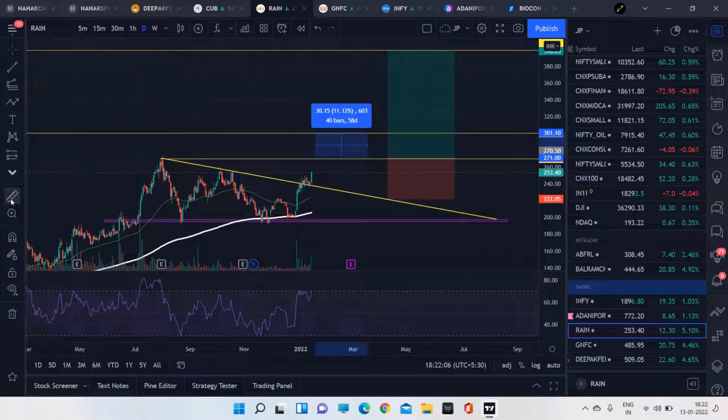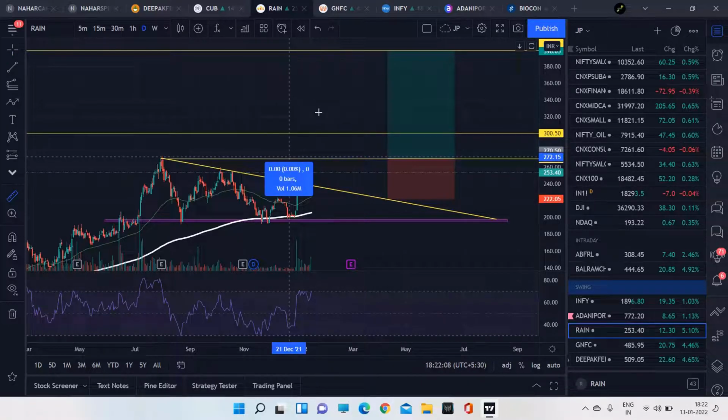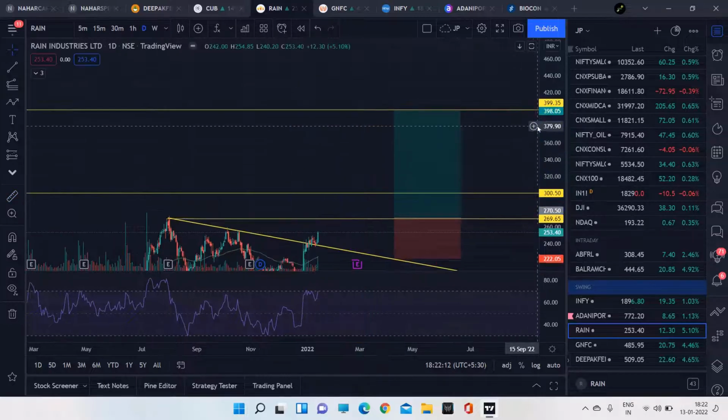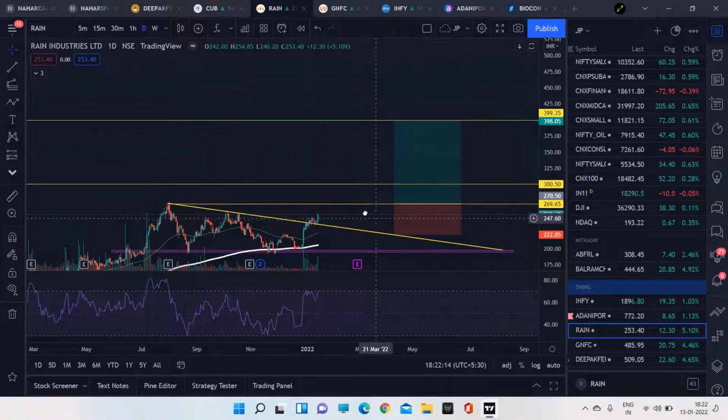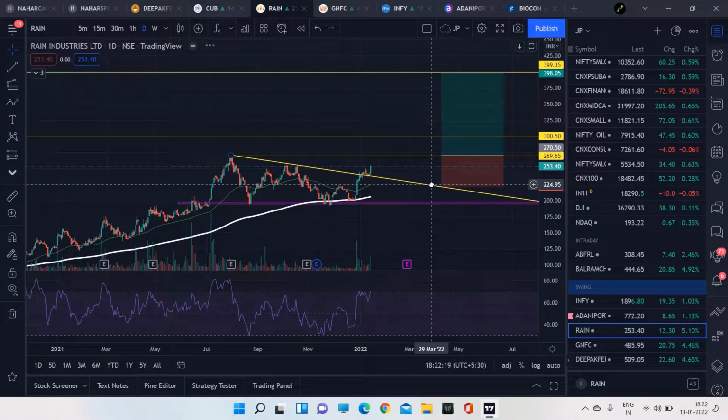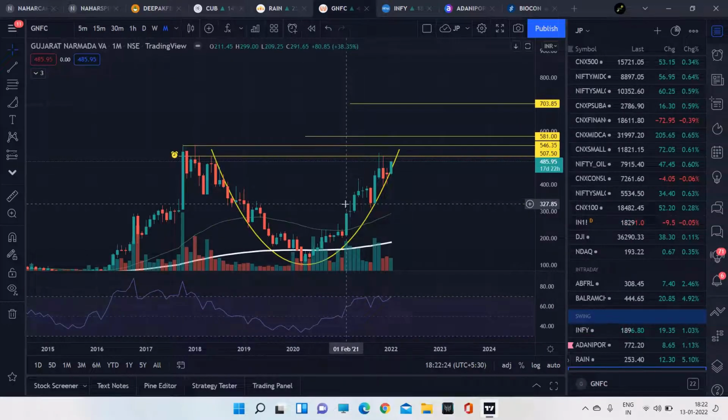And your second target, the ultimate target, would be 398. That's almost 45% plus, and again this won't be achieved in one single day, so you can definitely keep this for months as well. Okay, so coming to next, that is GNFC.